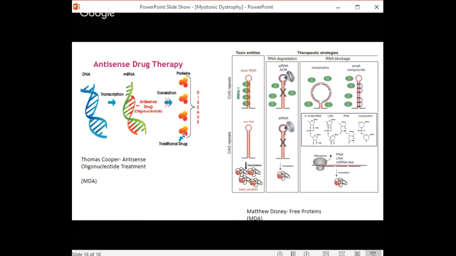And the other kind of therapy they're having is someone by the name of Matthew Disney, to create these small molecules that can free the protein such as MBNL1, so that they can go back to doing their normal thing. So I think with a little bit of both, being able to stop the protein synthesis of CGBP1 and being able to free MBNL1, this could be very promising for the future of myotonic dystrophy and such.